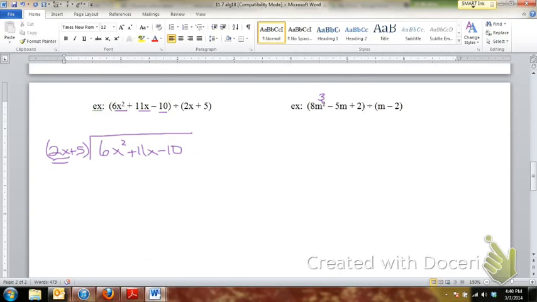Okay, so first term to first term, 2x to 6x squared. I need to multiply by 3x. Distribute, distribute. 6x squared and 15x. Subtract, subtract. That goes away. 11 minus 15 is negative 4x. Bring down my next term, minus 10.